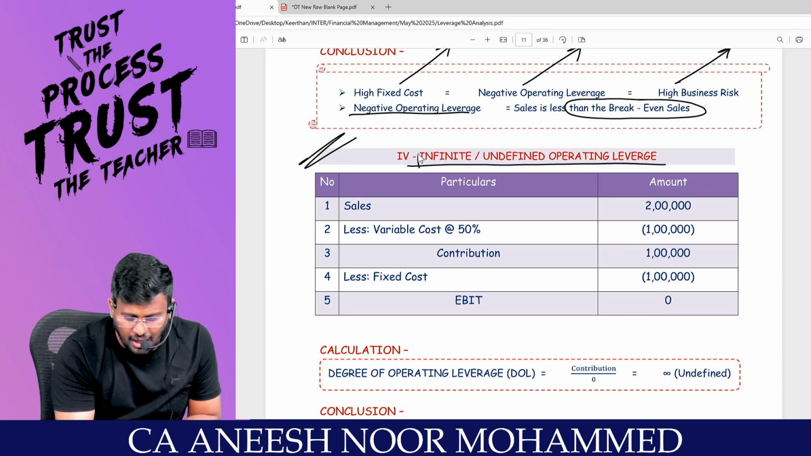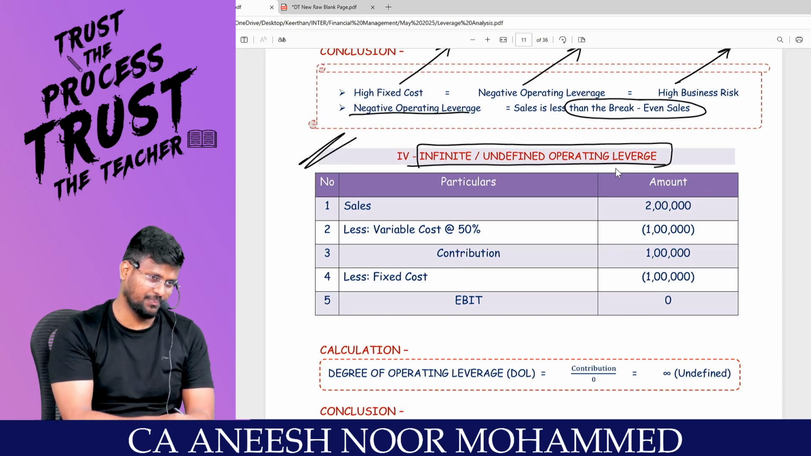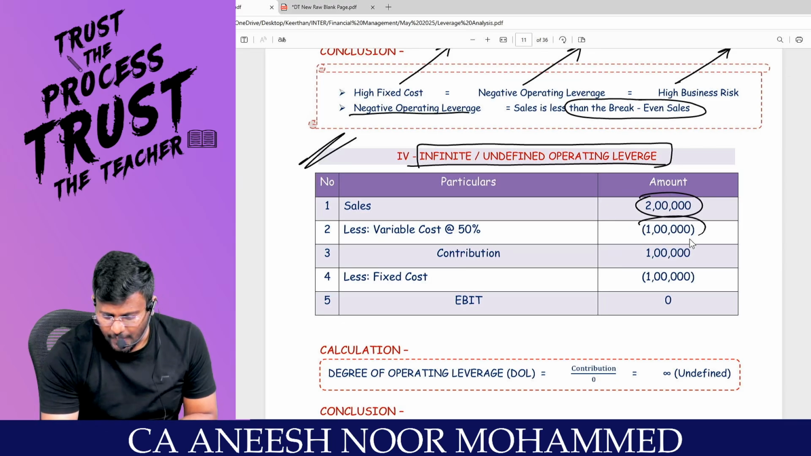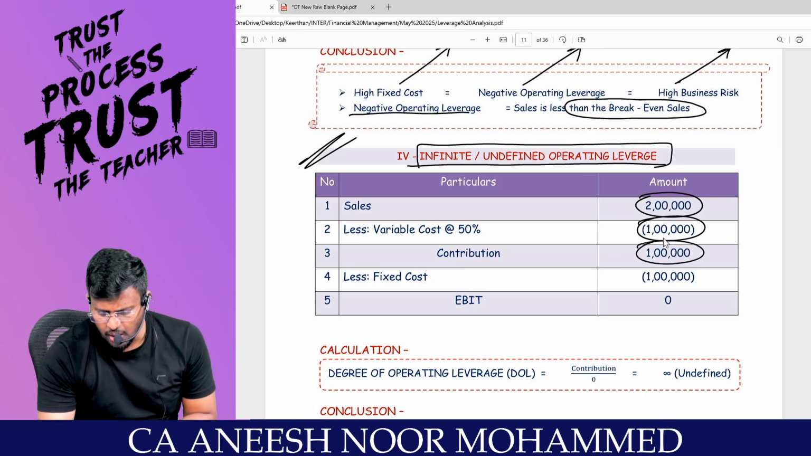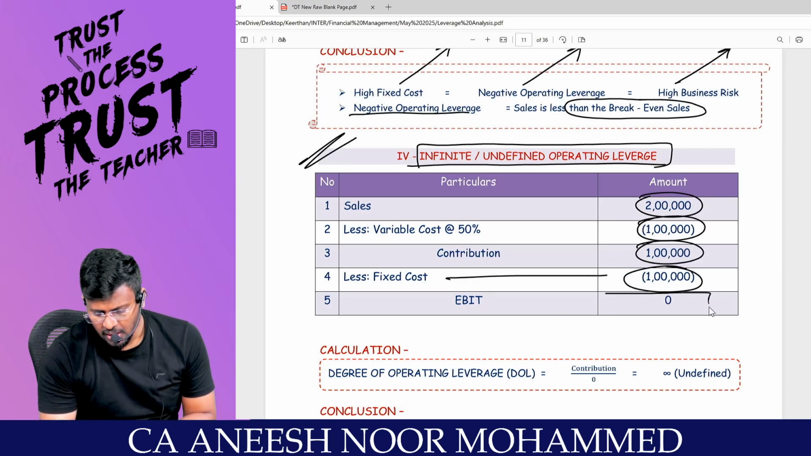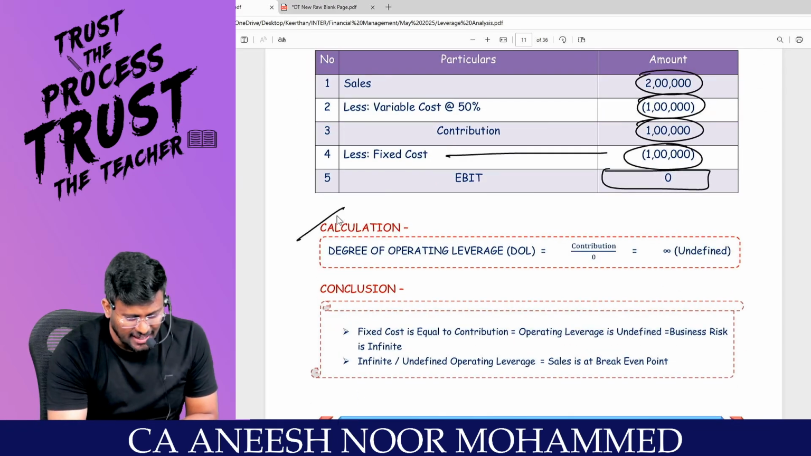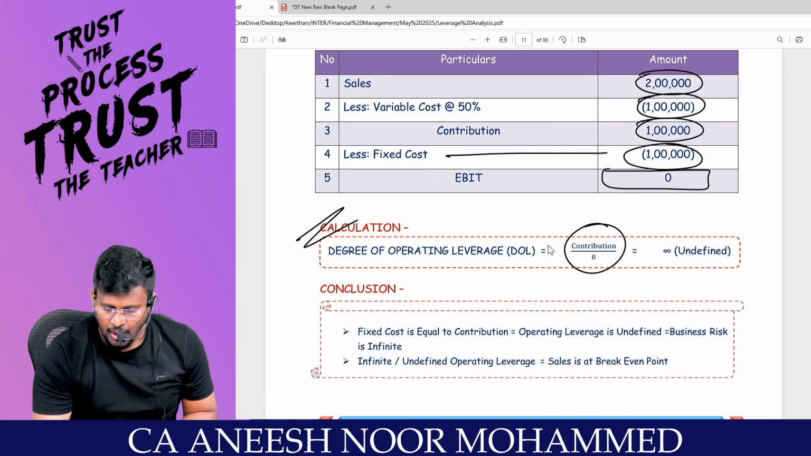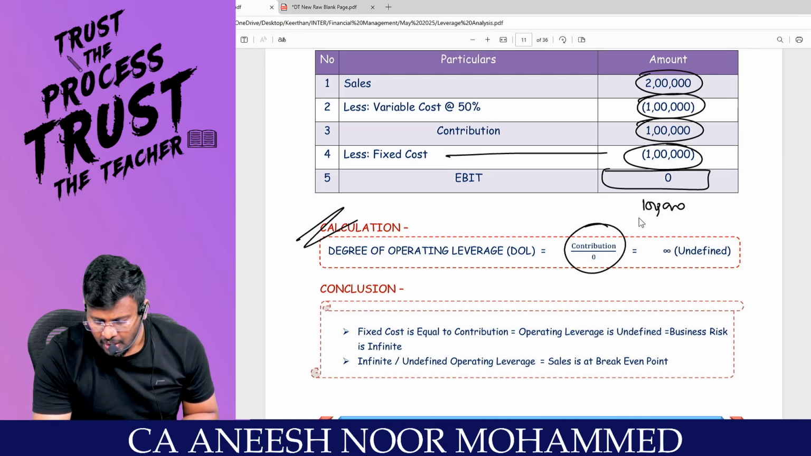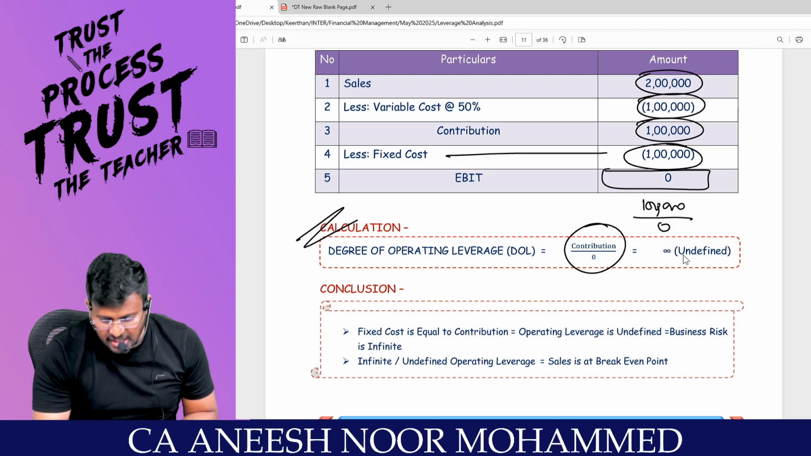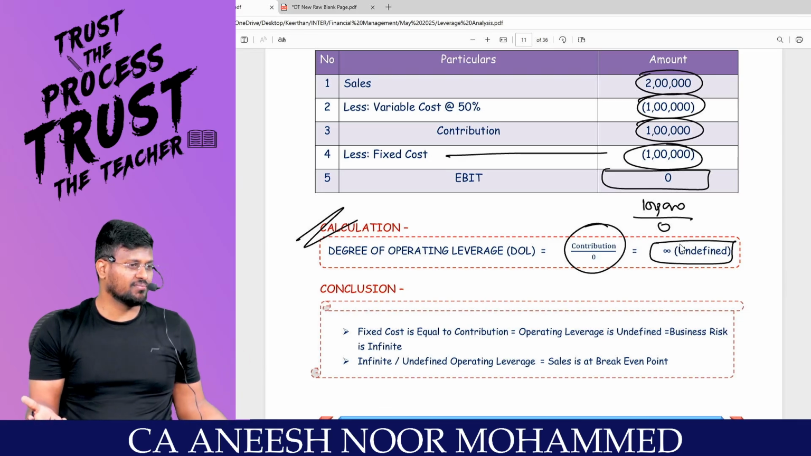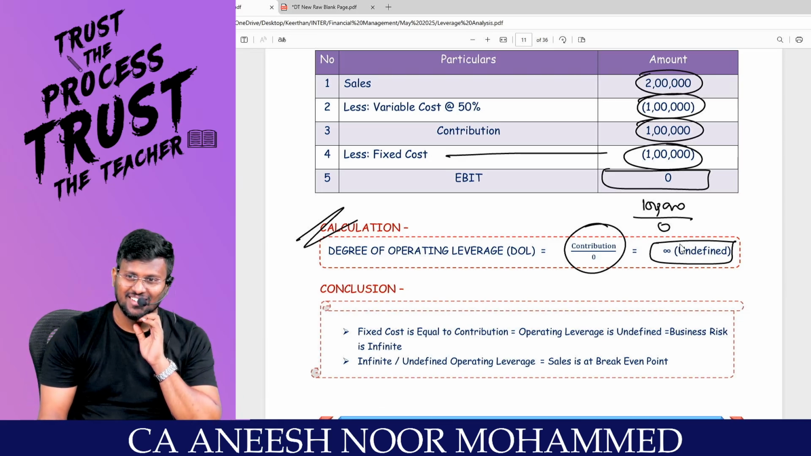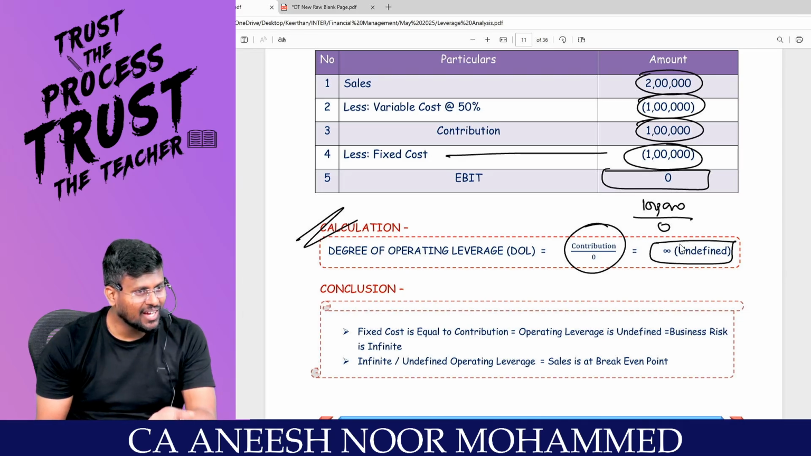Sir, I'll wind up with this. Infinite or undefined operating leverage. What is the sale? 2 lakhs. What is the variable cost? 1 lakh. What is the contribution? What is the fixed cost? What is the EBIT? What is the calculation? Degree of operating leverage is equal to contribution divided by EBIT, which is 1 lakh divided by 0. Anything divided by 0, you can't define that number. Still, research and development is going on. No number has been found out. Are you all really with me?